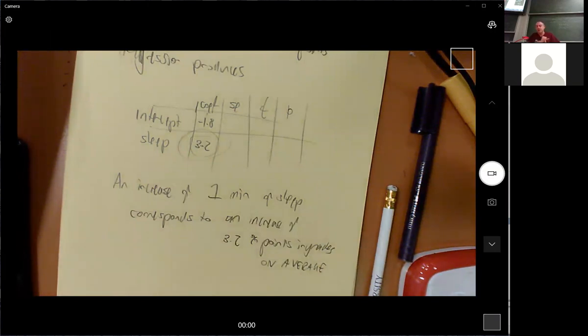So you could say, people with 1 minute more sleep than others, on average, will have 3.2 percentage point higher grades than others. Yeah, so that's the most accurate way of saying it. But this is pretty much it.